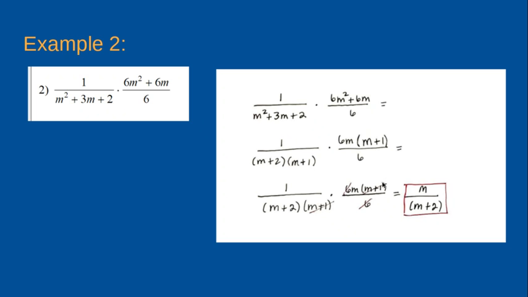Remember, you can only cancel monomial expressions or binomials that are wrapped in parentheses. M plus 1 can be canceled because those are wrapped in parentheses. I can also cancel out the 6's. Now for a final answer, just read across the top. I'm left with 1m or just m, and on the bottom I'm left with m plus 2. Keep it wrapped in that safe set of parentheses. You can't go wrong.